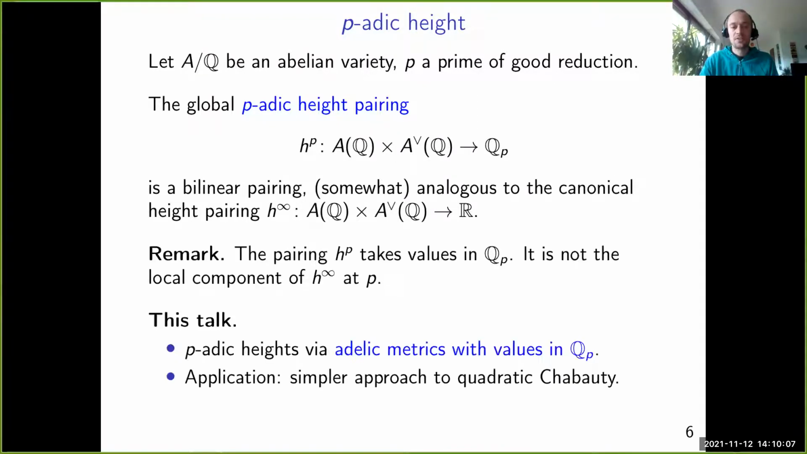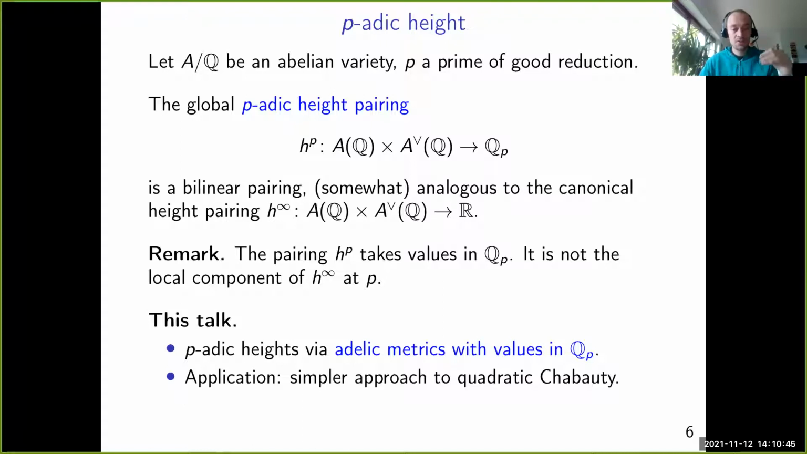And so what I want to talk about today, first an important remark. Maybe for this audience that's not necessary, since I assume most of you think P-adically anyway. This pairing H_p is a global pairing that takes values in Q_p. And so it's not the local component of the real valued Néron-Tate or canonical height pairing at P. I tend to get this question a lot at talks. These are two completely different things. Well, not quite, we'll see. But the constructions that are known are fairly similar, and this talk is no exception.